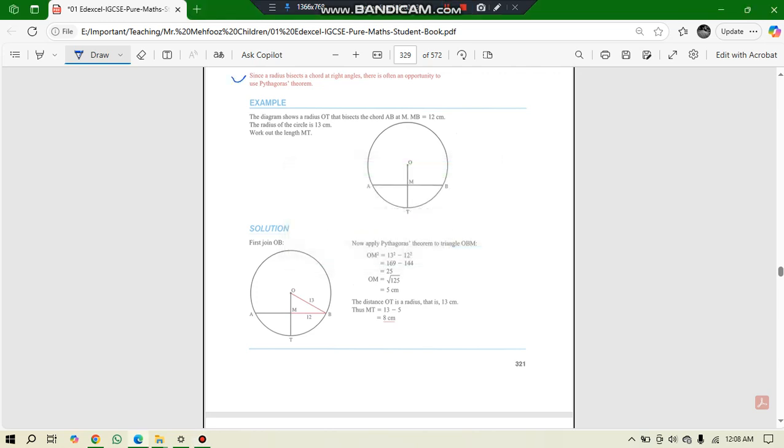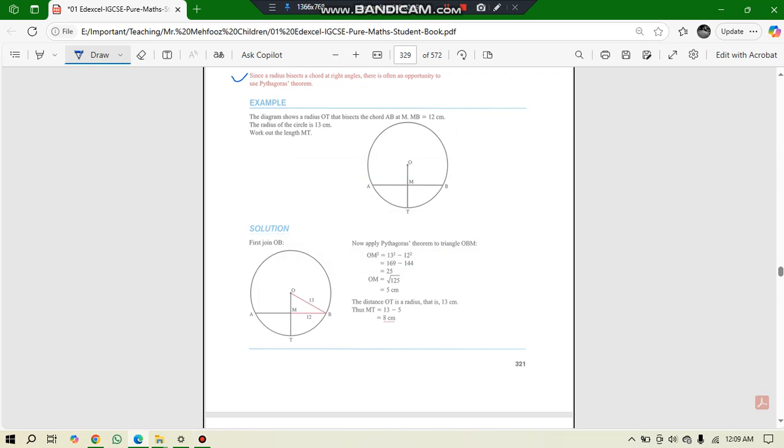Next is, since a radius bisects a chord at right angle, there is often an opportunity to use the Pythagoras theorem, right? So here, 90 degrees, a right angle is generated, where in the triangles a right angle is generated, we can use the Pythagoras theorem also. Okay. Here is another example.